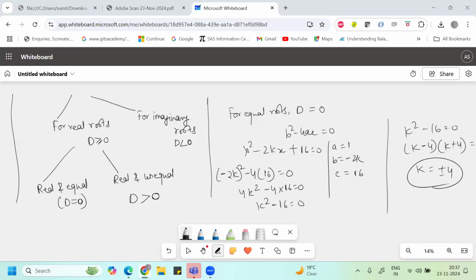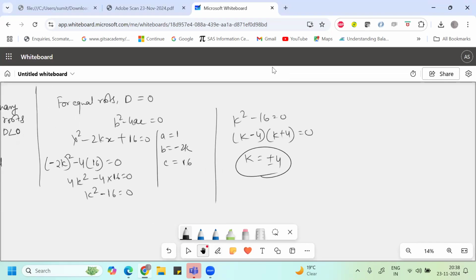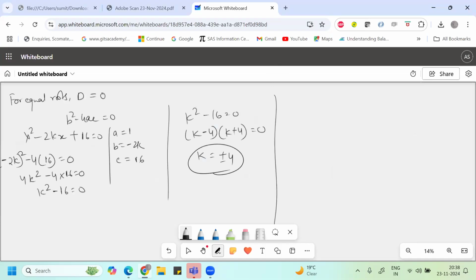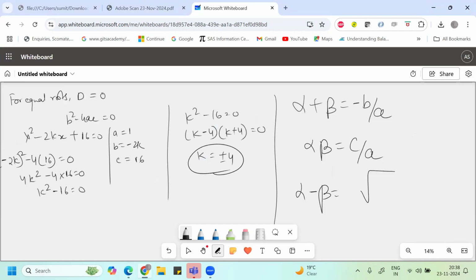That is very important, guys. The sum of roots, product of roots, and difference of roots formulas should be clear. The sum of roots formula is minus b by a. The product of roots formula is c by a. And the difference of roots formula is root of b square minus 4ac by a. Please be clear with these formulas.